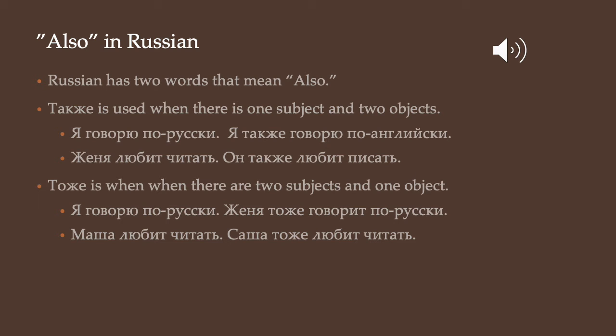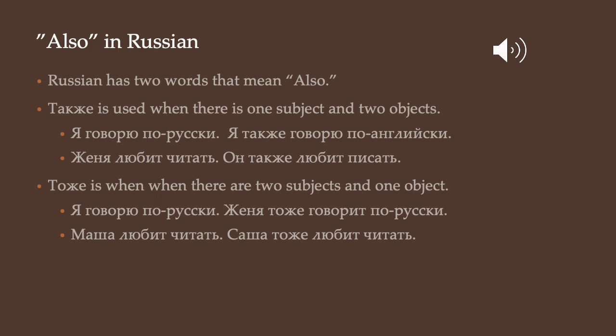Тоже is used when there are two subjects and one object, basically, or one predicate. So we could say, Я говорю по-русски. Женя тоже говорит по-русски. I speak Russian. Женя also speaks Russian. So we have two subjects who are both doing the same thing, and therefore we use тоже.